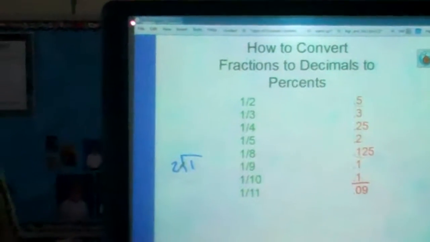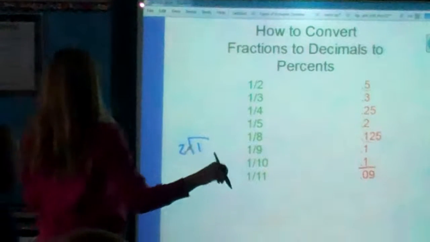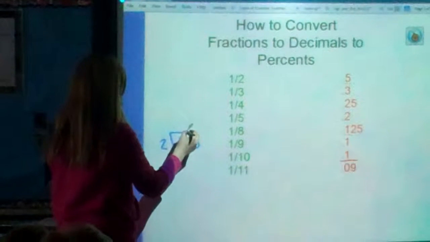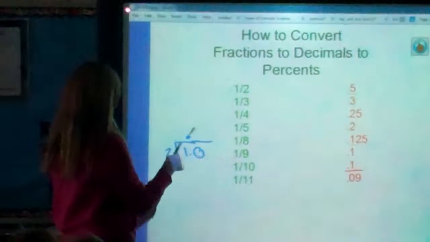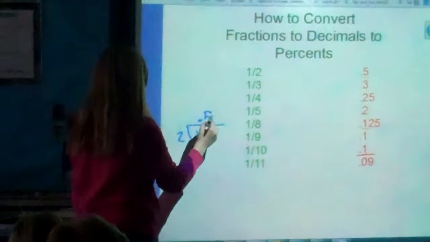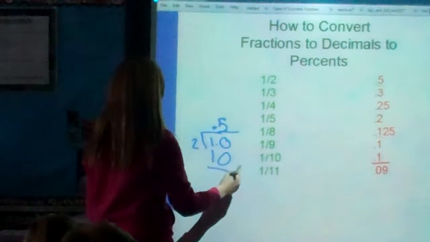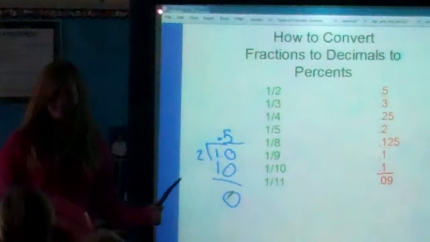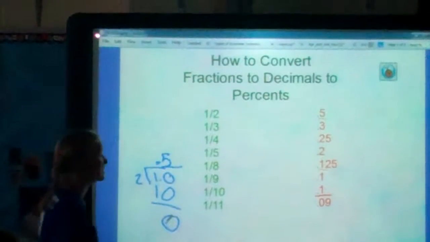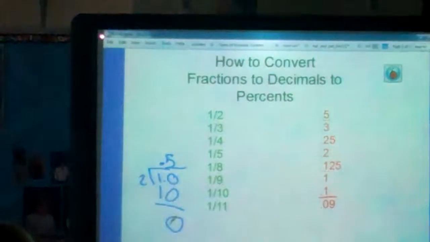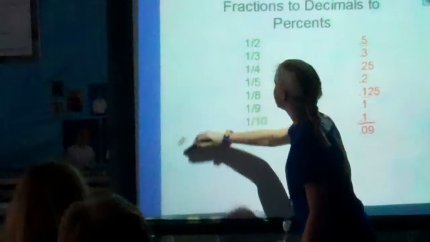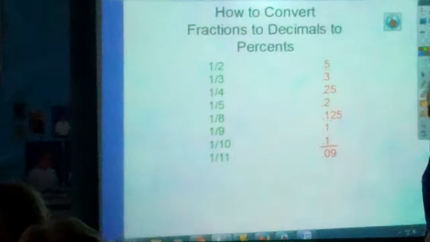Okay, Ricky. There we go. Well, 2 doesn't go into 1, so we add a decimal. And I bring up the decimal and add a 0, and 2 goes into 10 5 times. 5 times 2 is 10, so it's 0.5. Alrighty, that's right. So, that's how you can do that. That's probably the easiest way, no matter what, just to divide, because you can do that with any fraction.